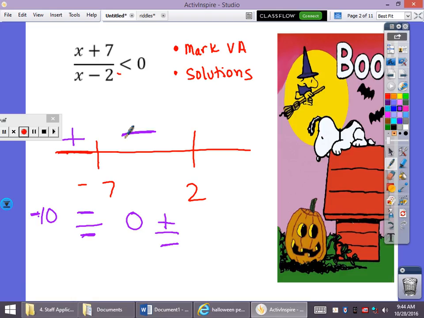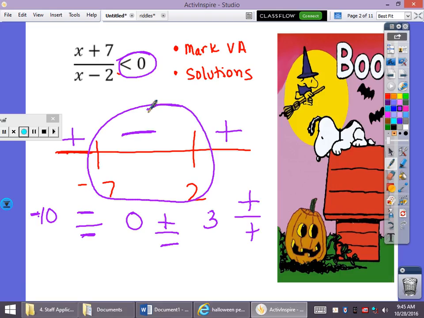Okay. Give me a number bigger than 2. 3. Okay. So I'm going to use 3. 3 plus 7, positive or negative? 3 minus 2, positive or negative? Positive. A positive divided by a positive is a positive. This says less than 0, so I am looking for my negative answers. There are my negative answers.